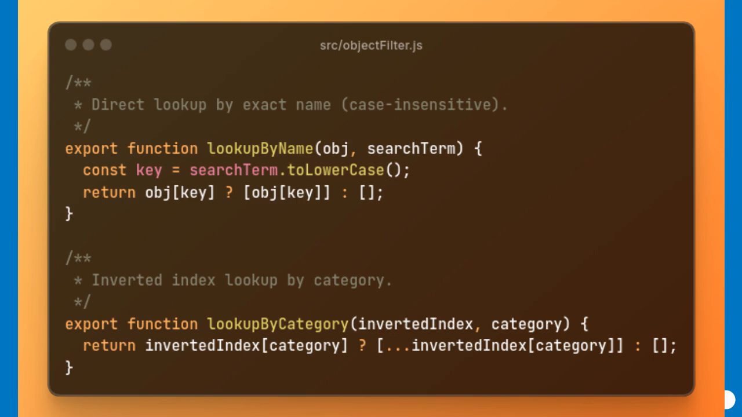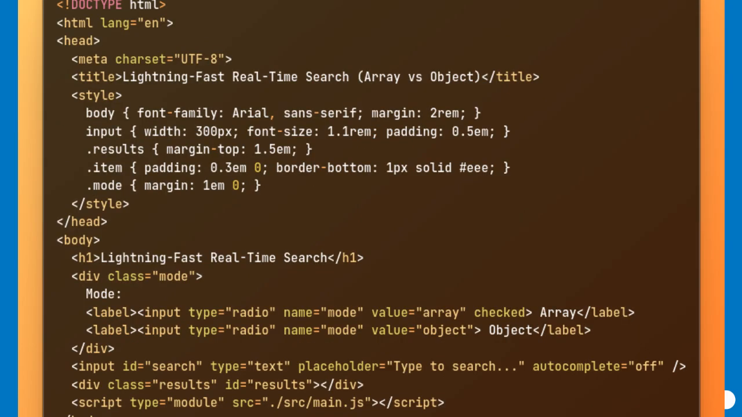This is the main HTML file for the real-time search demo. It provides the minimal UI, a radio button to toggle between array and object modes, a search input box, and a results container. The script tag loads the main JavaScript module. The structure is deliberately simple to focus attention on the filtering and lookup logic.